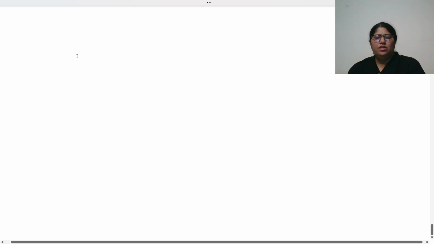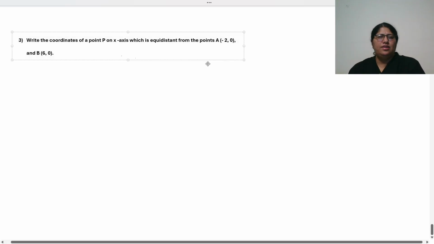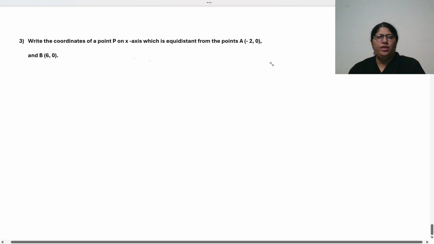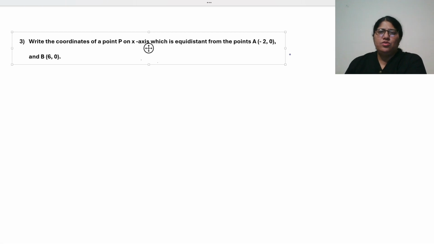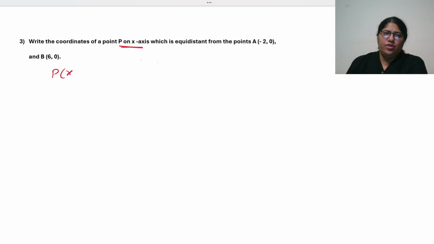Let us see now the third question. What is the third question here? It's written, write down the coordinates of point P on x-axis, which is equidistant from the points A and B, which are minus 2 comma 0 and 6 comma 0. Now what is given here? P is on x-axis, right? So if I take the coordinates of P as x, 0, and you can see that A is also on x-axis because the coordinates of A are minus 2 comma 0, and B is also on x-axis because the coordinate is 6 comma 0.